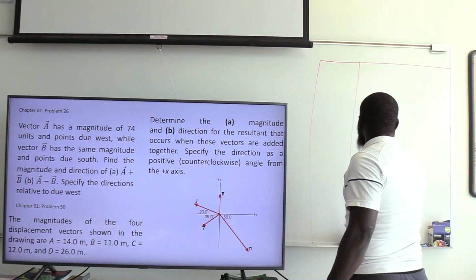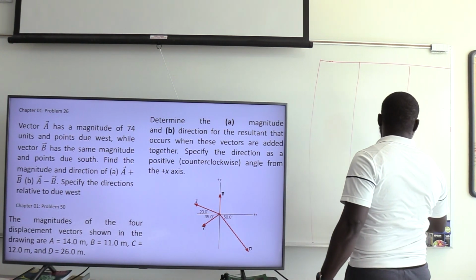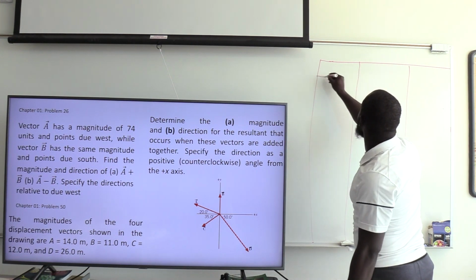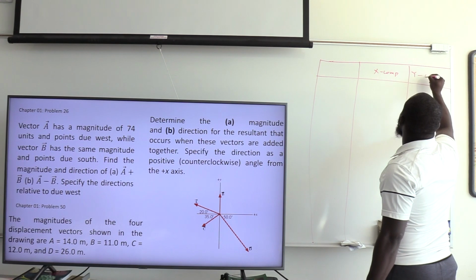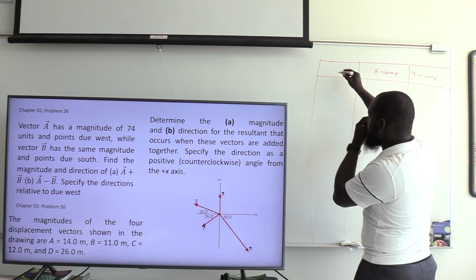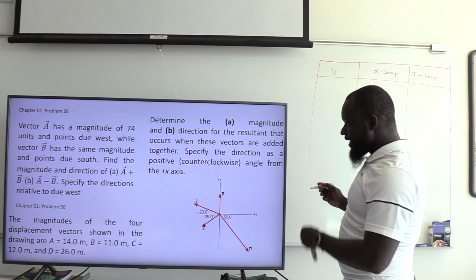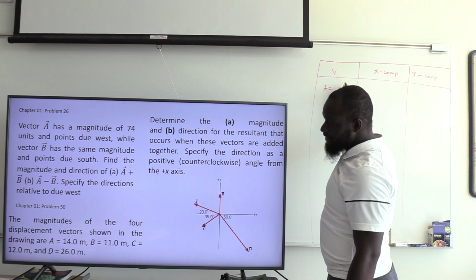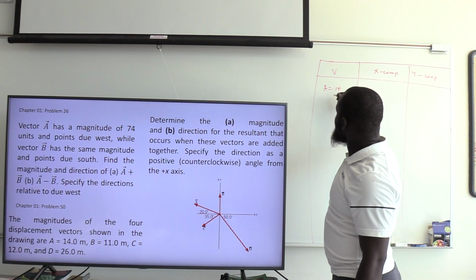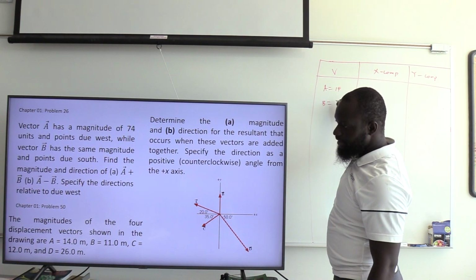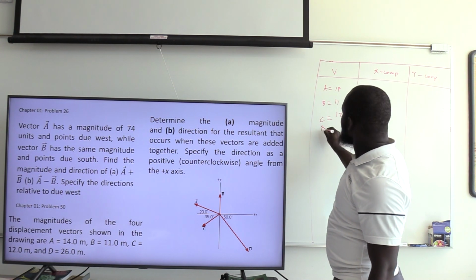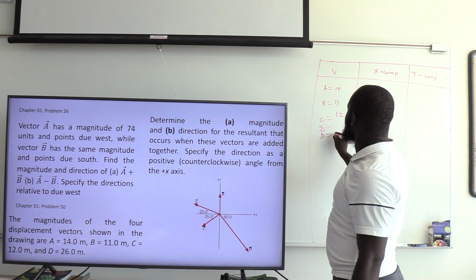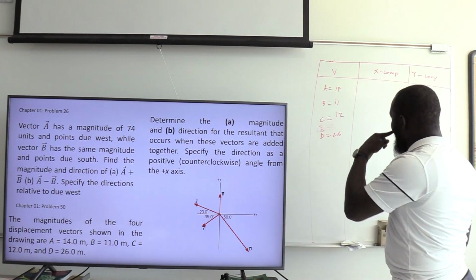Here you have vectors. Here you have x component, and here you have y component. These are the vectors. So I start with A. A is 14. B is 11. C is 12. And D is 26. So I write them down.